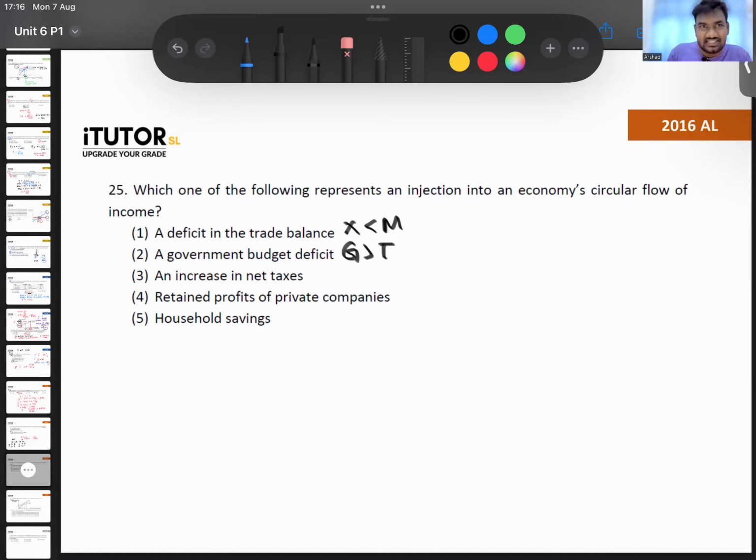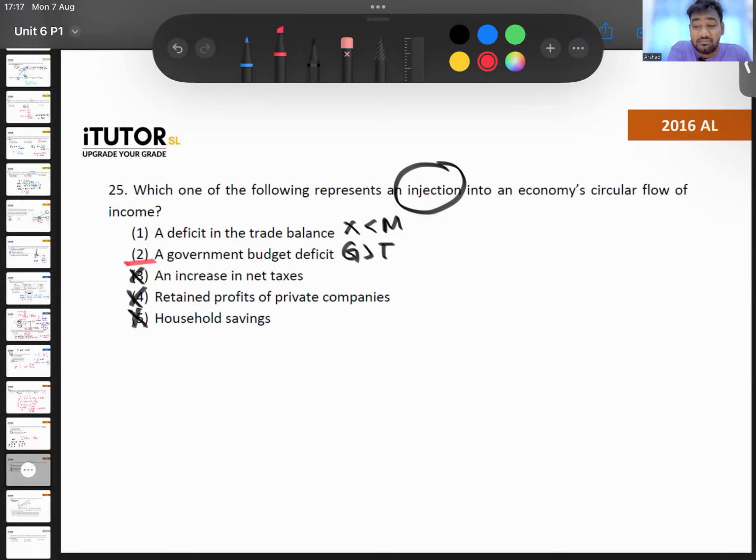Increase in taxes. Taxes is a withdrawal. Wrong. Retained profits. That is also kind of like a withdrawal. That's like savings, company saving. No. Household savings, again, no, right? Savings are not injections, guys. So which one is causing an injection? Answer number 2.